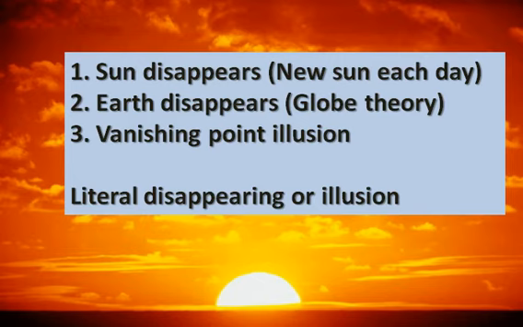One is that the sun disappears literally, which would give you a new sun each day theory. The sun is like a cigarette, it just burns out to the ground. Then if the earth disappears to make way for the sun, you'd get a globe theory. Because what you're saying is that the sun is not actually going into the ground, the earth is disappearing so the sun can keep going. So that's where you would get a globe theory.